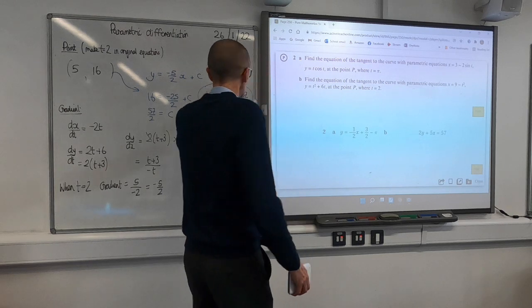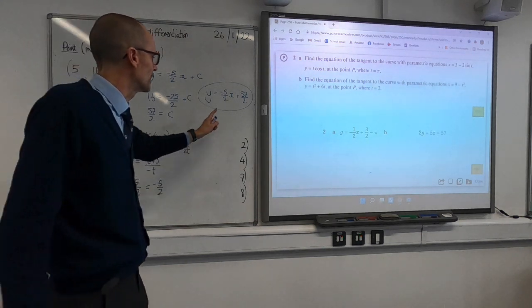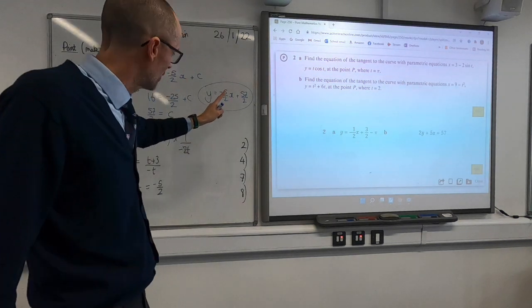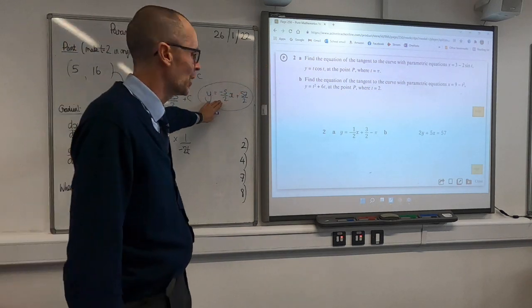If you're looking in the answers, don't forget that there's always lots of different ways to write the same equation. So that's what I got, which is correct. They doubled everything. They didn't ask for it in a particular form, so this is perfectly okay.